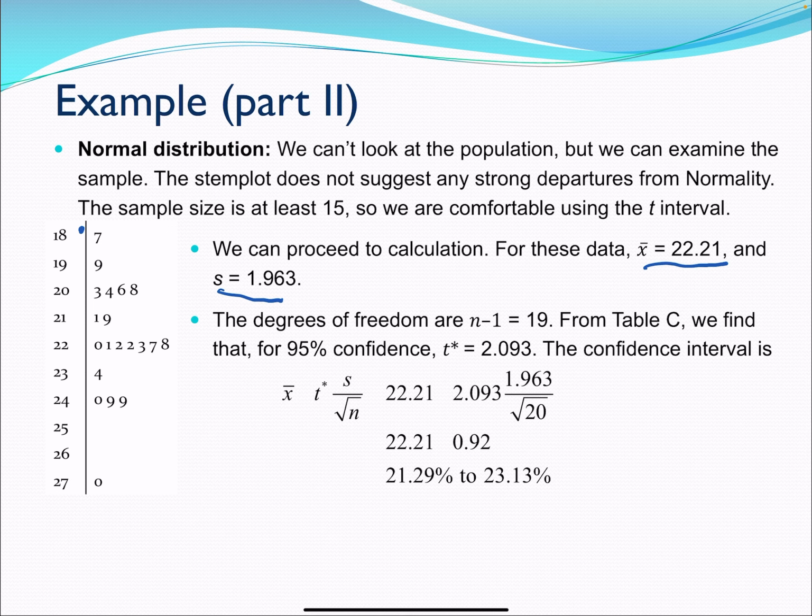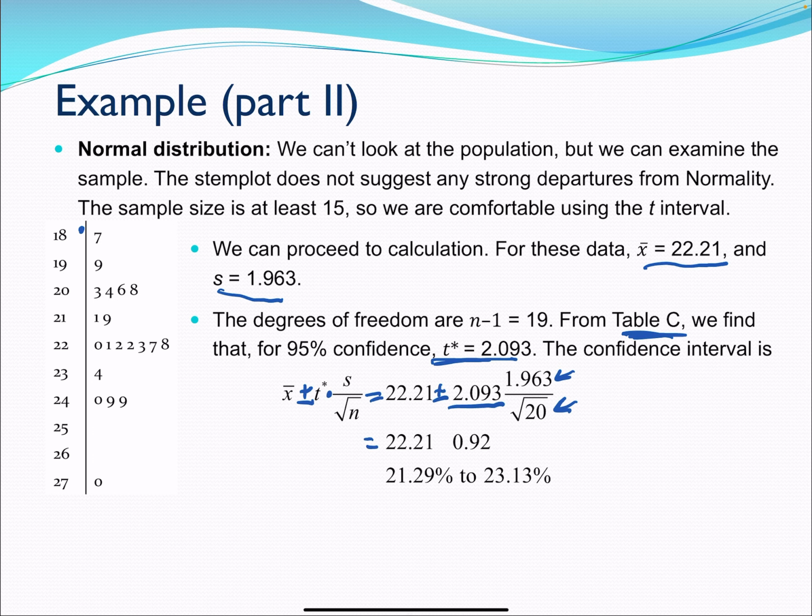The degrees of freedom are n minus 1, which equals 19. Then we go to table C, and we find that for our 95% confidence interval, my t critical is 2.093. So the confidence interval is going to be our sample mean plus or minus our t critical times our standard deviation over the square root of n. So that means I have 22.21, our sample mean, plus or minus our t critical times our standard deviation over the square root of our sample size.